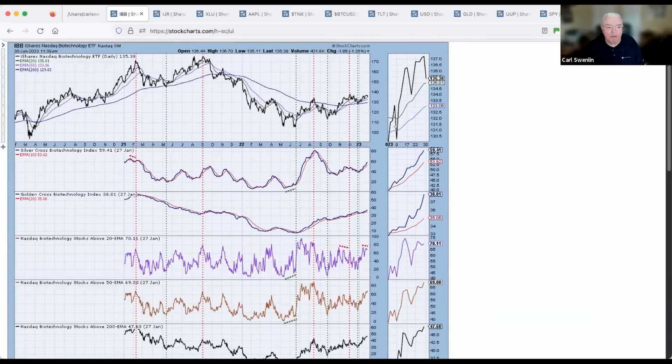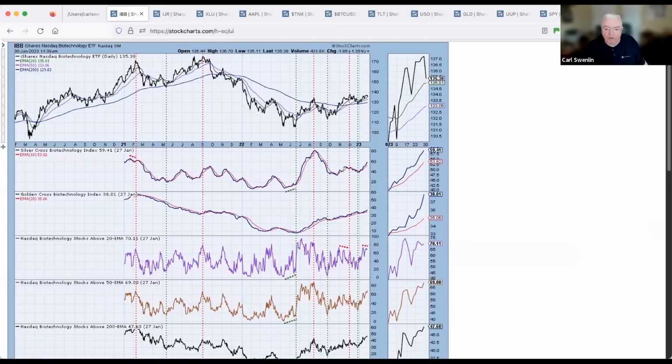We get some big news this week. We've added 4 new sectors to our industry groups in our Silver Cross and Golden Cross calculations. Let me get my pointer started. Biotechnology is the first one you're looking at right here.